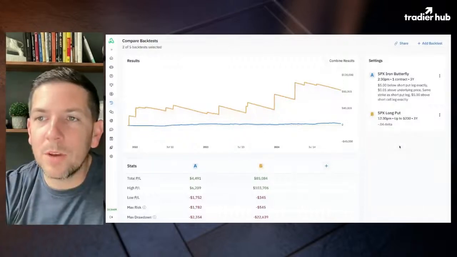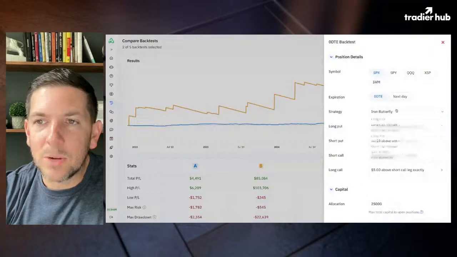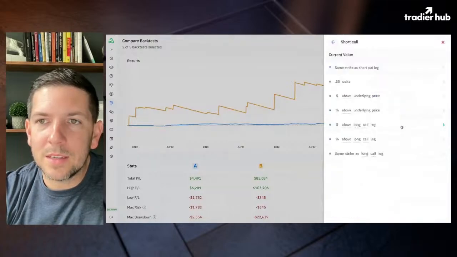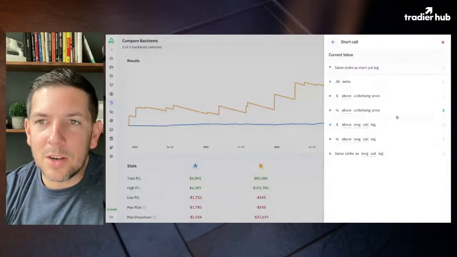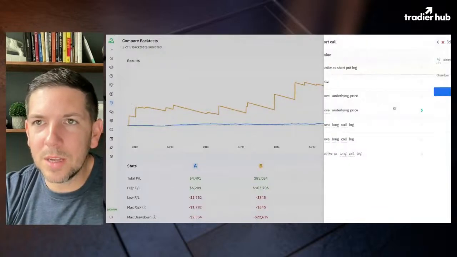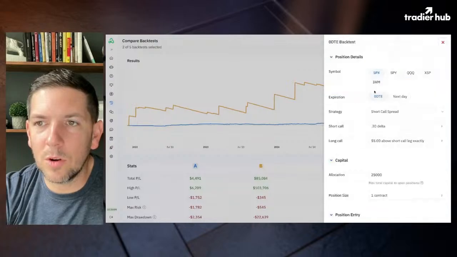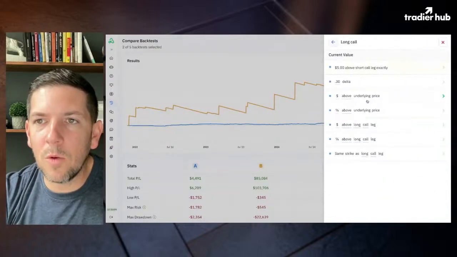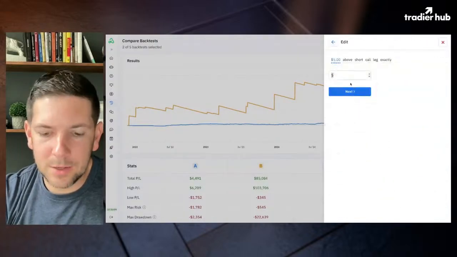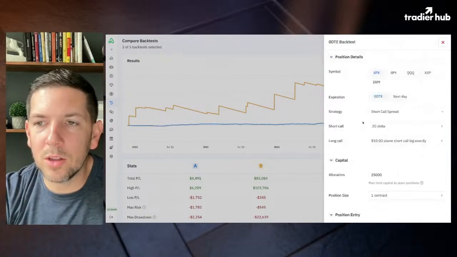Let's also add another one. Let's add a different version. Let's also add a short call spread. Let's see if we can get something that is maybe a percentage above where the stock is trading right now. Actually, let's do a delta. We'll do a 30 delta or closest short call spread. And let's do the long wing $10 above the short call leg exactly. So we'll do a wide short call spread.